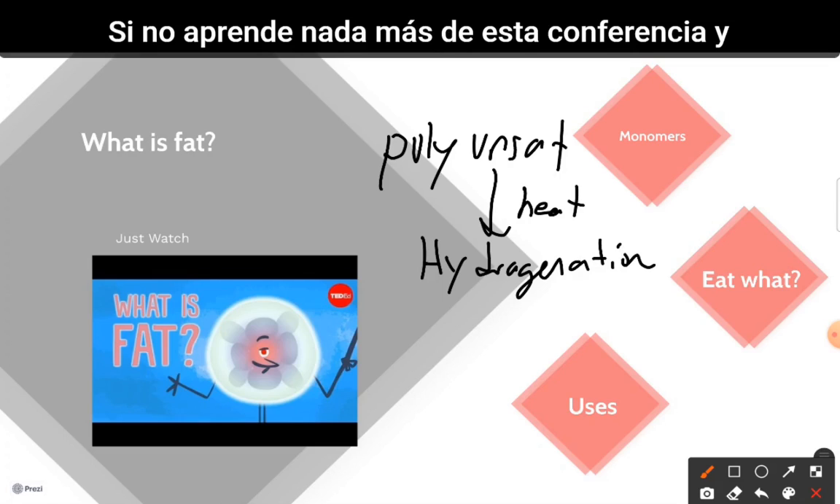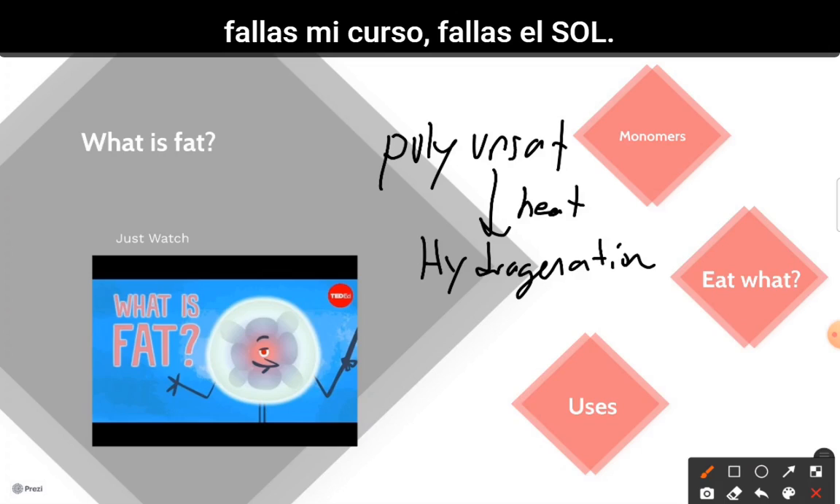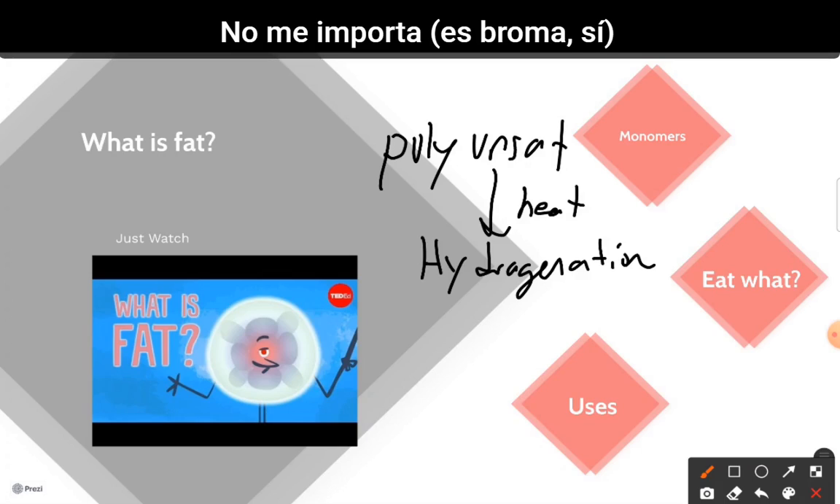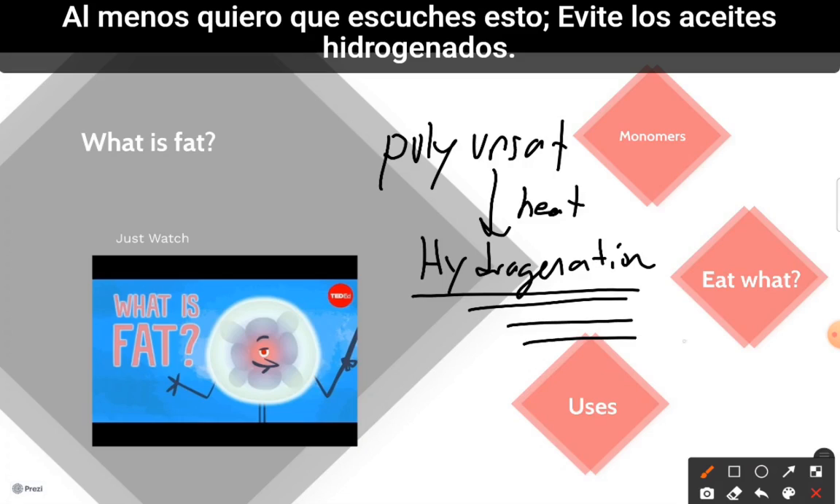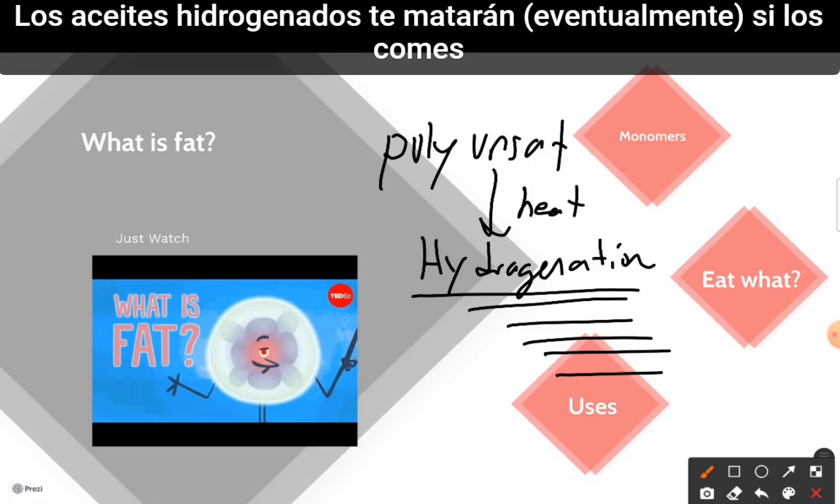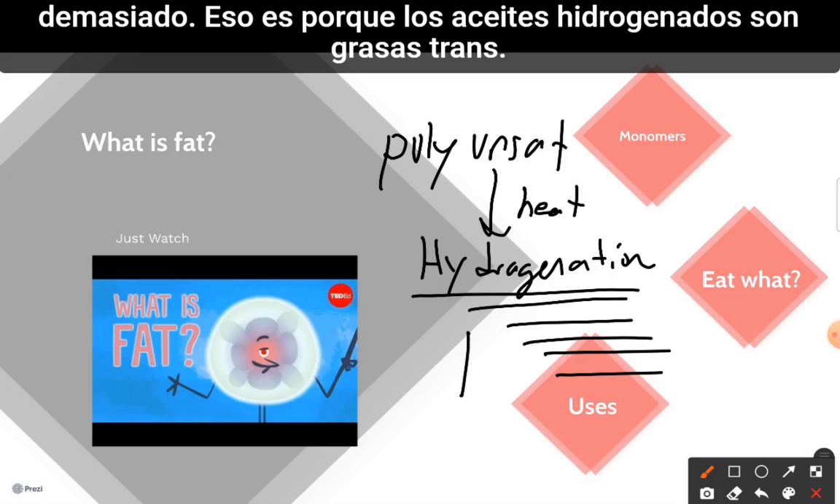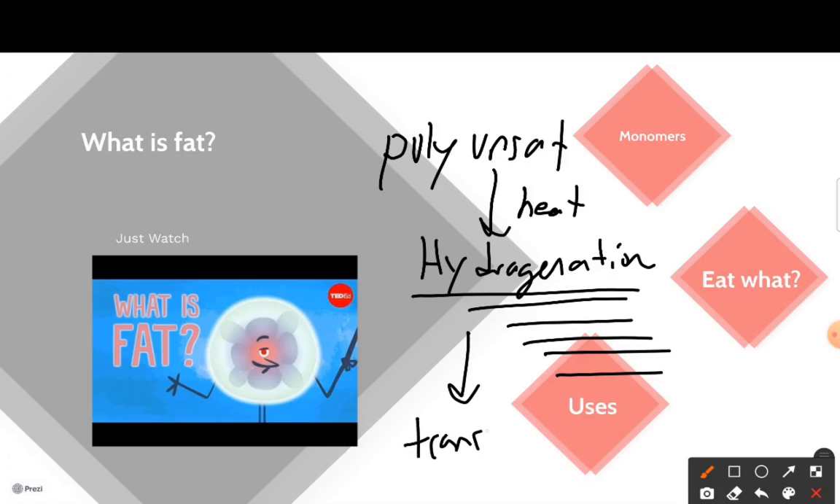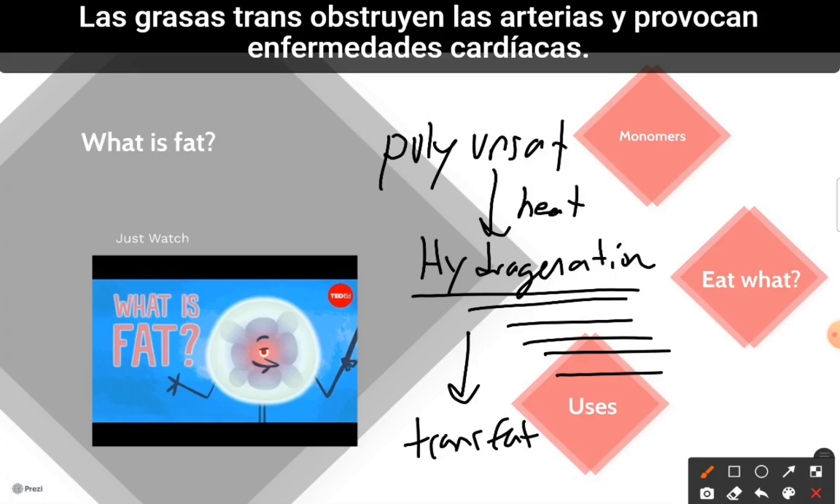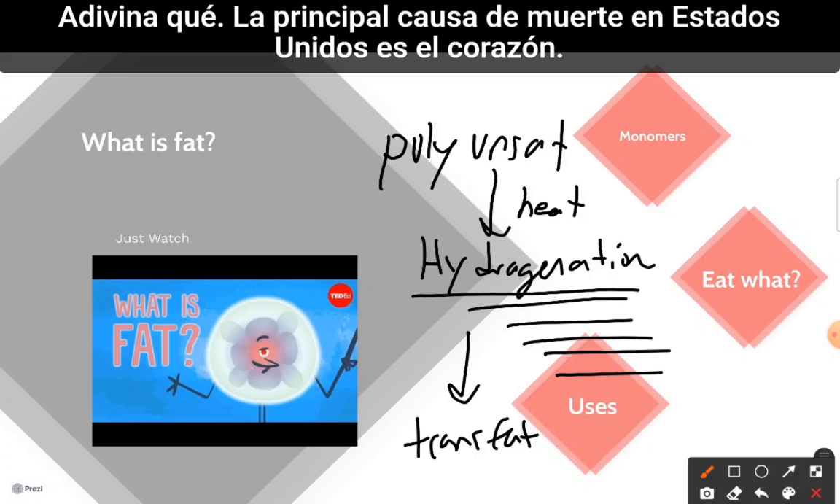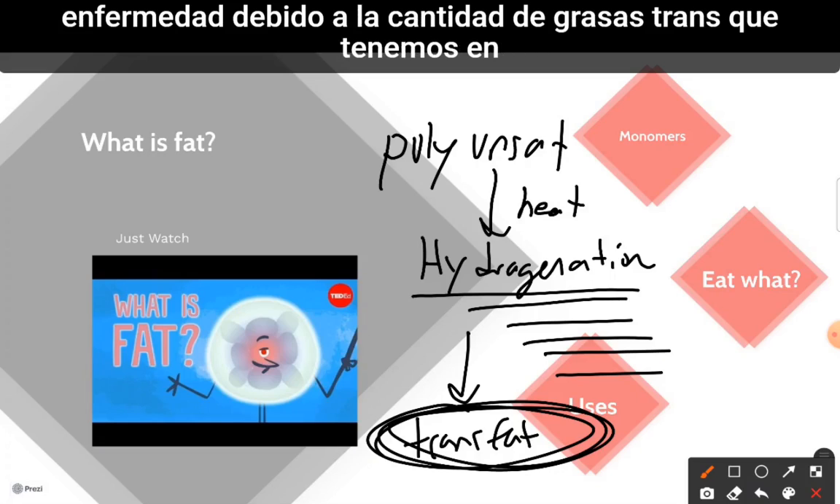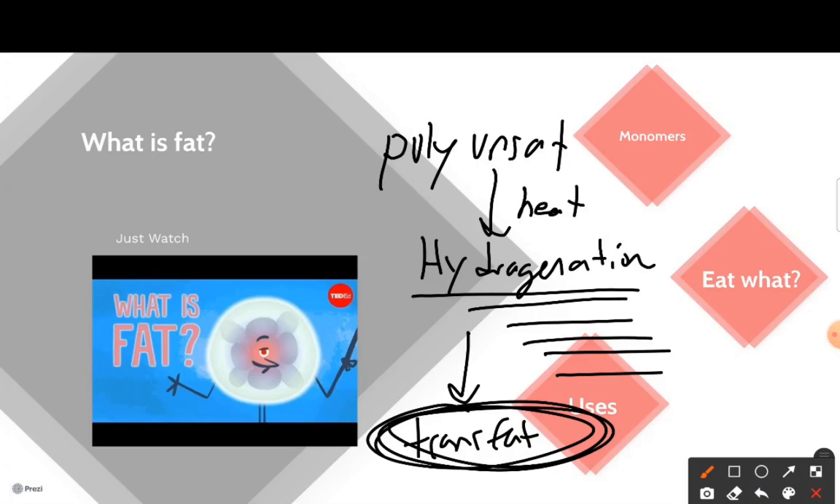If you don't learn anything else from this lecture, and you fail my course, you fail the SOL, I don't care. I at least want you to hear this. Avoid hydrogenated oils. Hydrogenated oils will kill you, eventually, if you eat them too much. That is because hydrogenated oils are trans fat. Trans fat clogs your arteries, leads to heart disease. Guess what the #1 cause of death in America is? Heart disease, because of the amount of trans fat that we have in our diet.